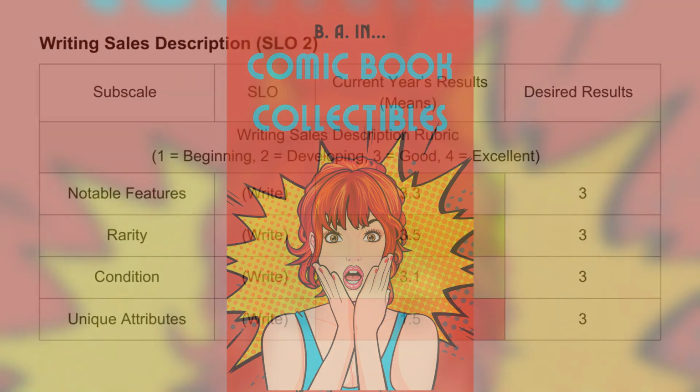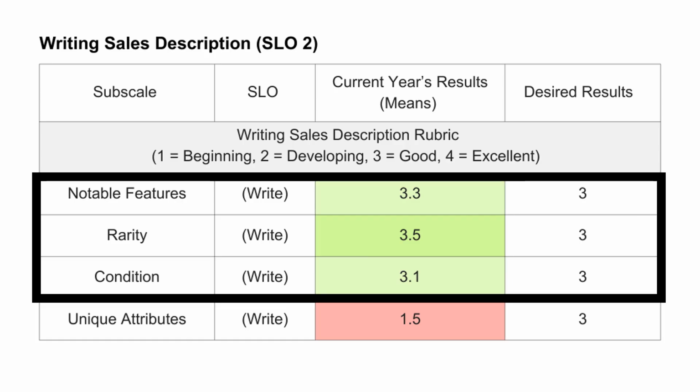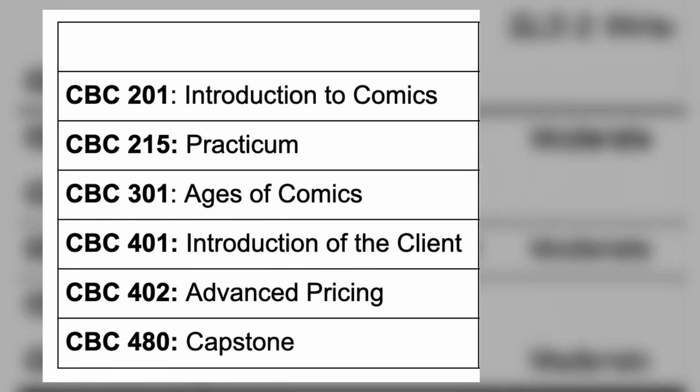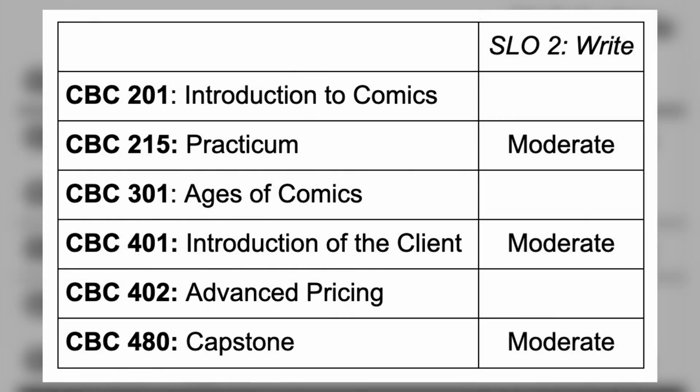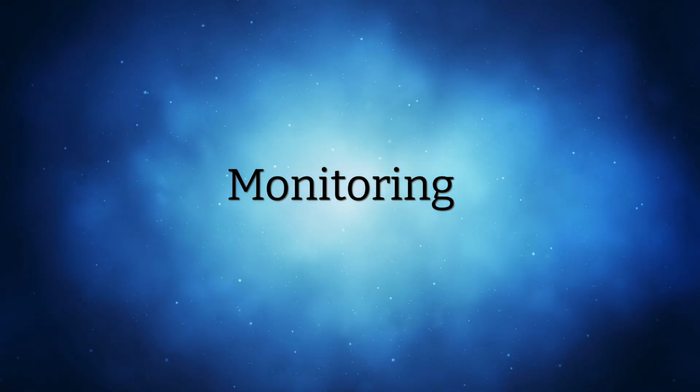In the previous video, we saw that students were meeting expectations for writing a comic book sales description on 3 out of 4 criteria. But the 4th criterion, unique attributes, showed underperformance. The curriculum map indicated that writing a sales description was emphasized in 3 courses, but it didn't explain why students struggled with unique attributes. The first response might be, students are struggling in this area. We'll keep an eye on it. This is a monitoring response, which in itself isn't bad, but if a program does monitoring for every SLO every year, it's hard to see how student learning will improve.